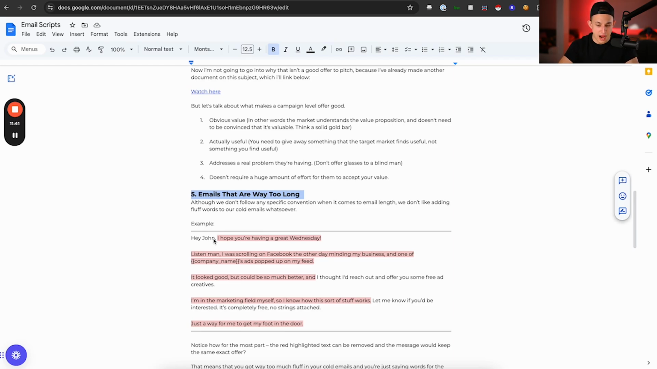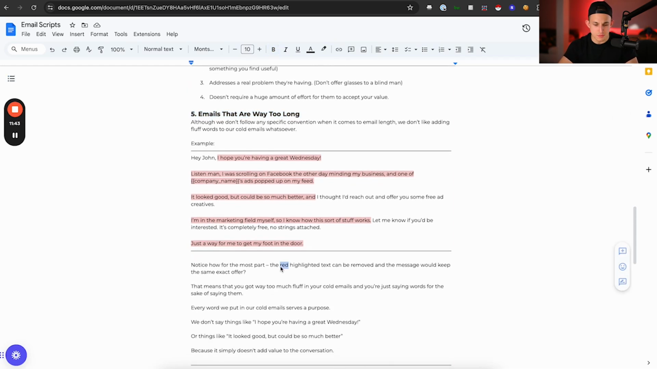Now, what's highlighted in red right here can simply be removed, and the message in this email would still stay the same. If I said, hey, John, I thought I'd reach out and offer you some free ad creatives. Let me know if you'd be interested. It's completely free, no strings attached, right? Maybe not this bare bones, but the message is still the same.